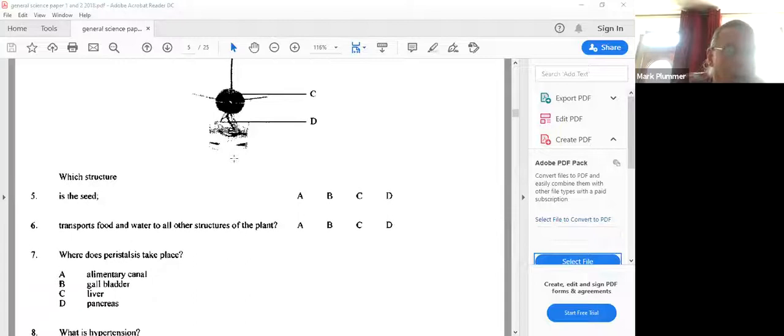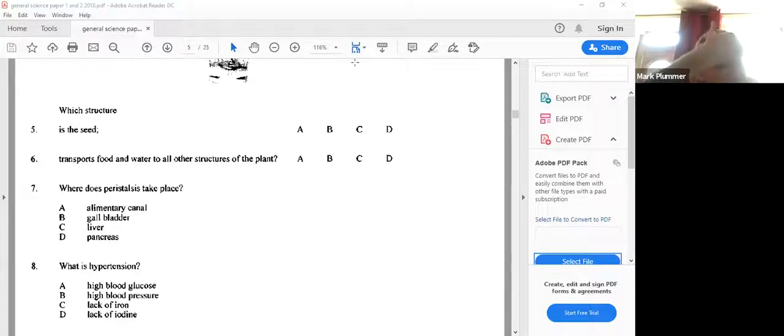Okay, number 7, where does peristalsis take place? Now, that's the peristalsis. If you're not sure what that is, that's the process, the muscle movement which moves food from your mouth to your stomach. And the structure which does that is the alimentary canal. So the answer to number 7 is A.